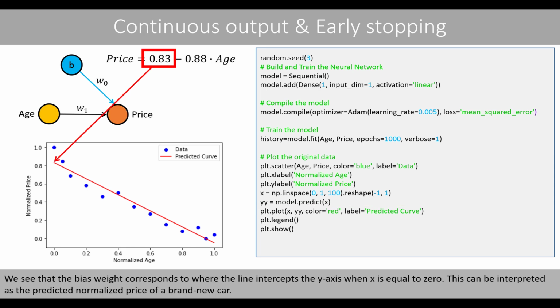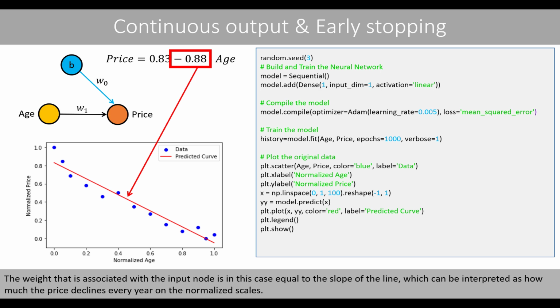We see that the bias weight corresponds to where the line intercepts the y-axis when x is equal to 0. This can be interpreted as the predicted normalized price of a brand new car. The weight that is associated with the input node is in this case equal to the slope of the line, which can be interpreted as how much the price declines every year on the normalized scales.